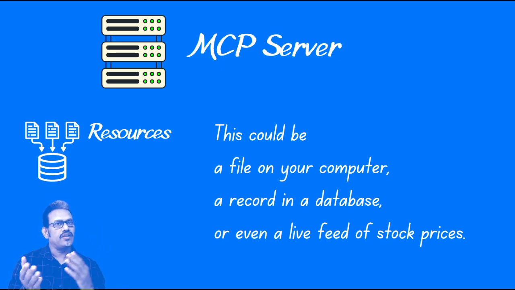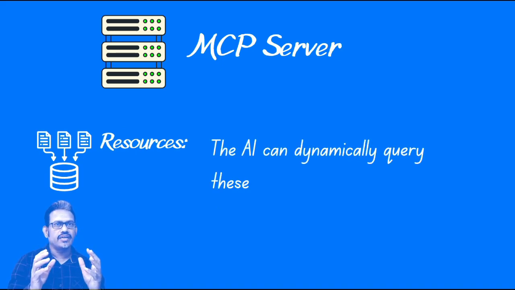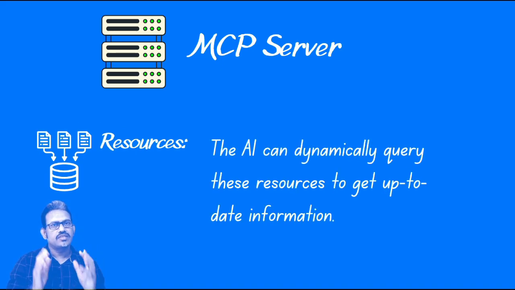Resources could be a file on your computer, a record in a database, or even a live feed of stock prices. The AI can dynamically query all the resources to get up to date information. Since your AI is now able to get the real time or latest information, its responses will be more trustworthy.